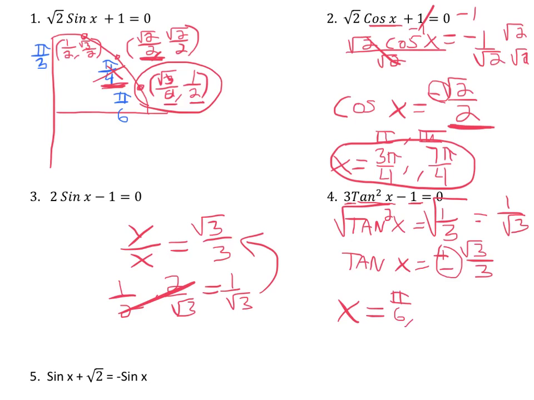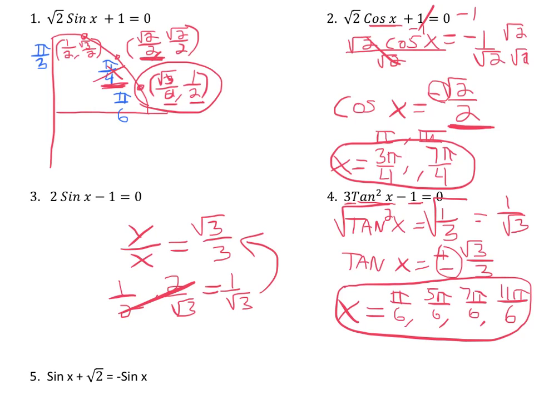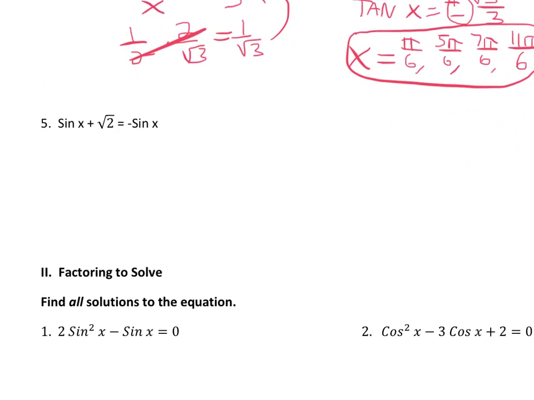The good thing about radians is that all my answers are going to have a denominator of 6. In the first quadrant, it's pi over 6. In the second quadrant, it's 5 pi over 6. Third quadrant, it's 7 pi over 6. And the fourth quadrant, it's 11 pi over 6. So this is one where we ended up with 4 answers because we had plus or minus for the trig value at the end. Alright, the very last one we'll do is number 5.